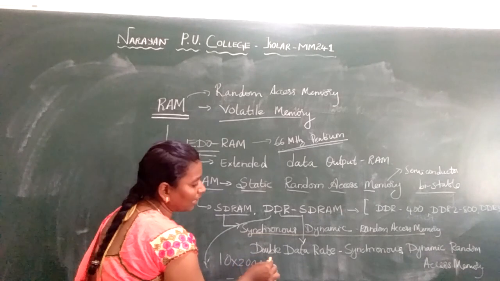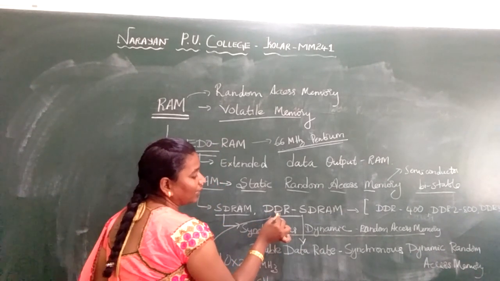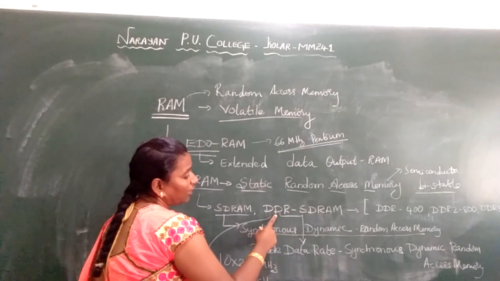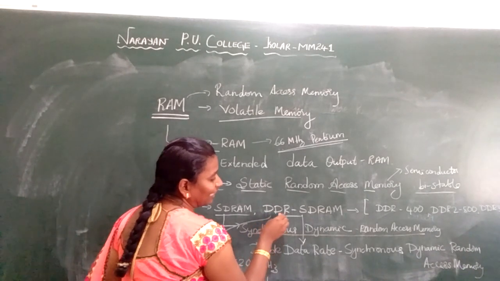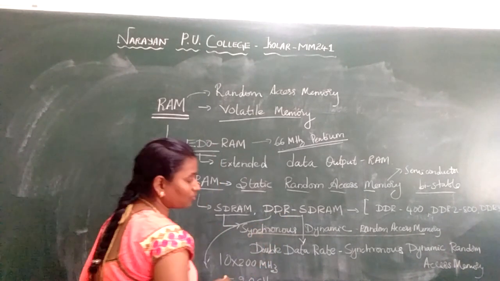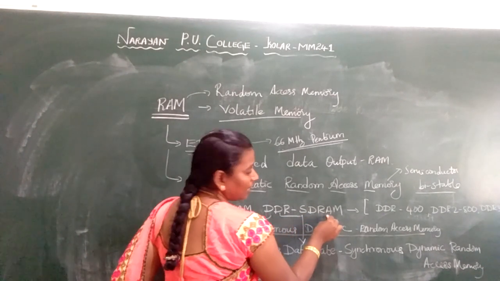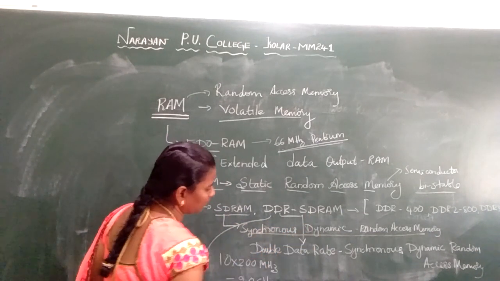DDR stands for double data rate. What does DDR stand for? Double data rate. A one mark question was asked on this in the last year examination and in the preparatory exam: what is the abbreviation for DDR SDRAM? Double data rate synchronous dynamic random access memory.